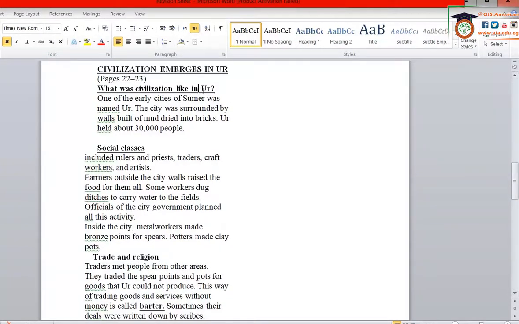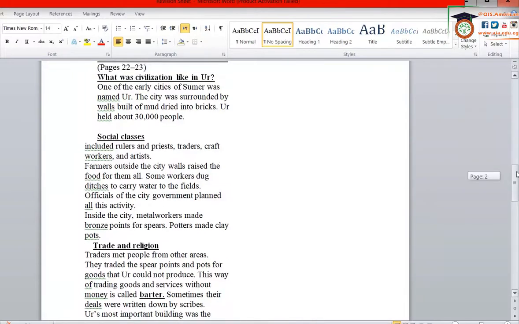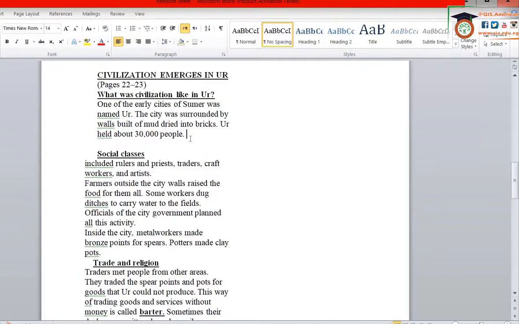What is UR? Some of you asked me before, what is UR? And that's why I asked you to search online. Well, UR is one of the early cities of Sumer, and it was named UR. It's like Cairo, it's like Alexandria. It's one of the early cities of Sumer. Here, people at that time, they did not have money.